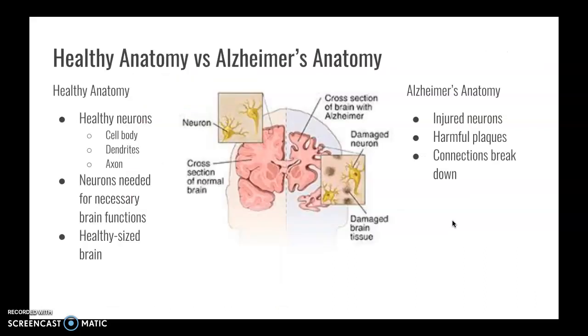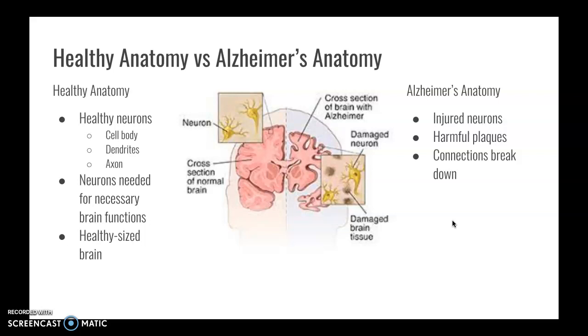So what does a healthy anatomy versus Alzheimer's anatomy look like? In a healthy anatomy, the neurons have three basic parts: the cell body, the multiple dendrites, and an axon. The cell body contains the nucleus, which houses the genetic blueprint that directs and regulates the cell's activities. The dendrites are branch-like structures that extend from the cell body, and they collect information from other neurons. The axon is a structure at the end of the cell body, and it transmits these messages to other neurons.